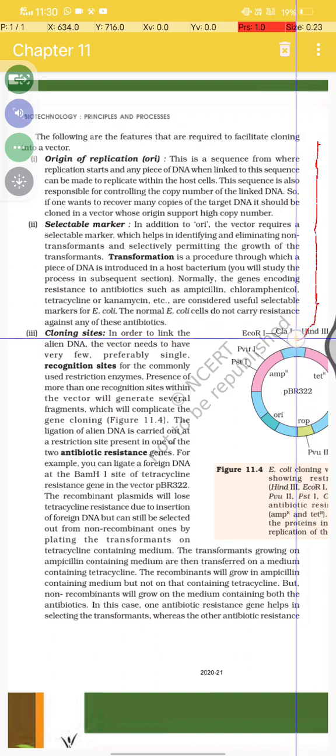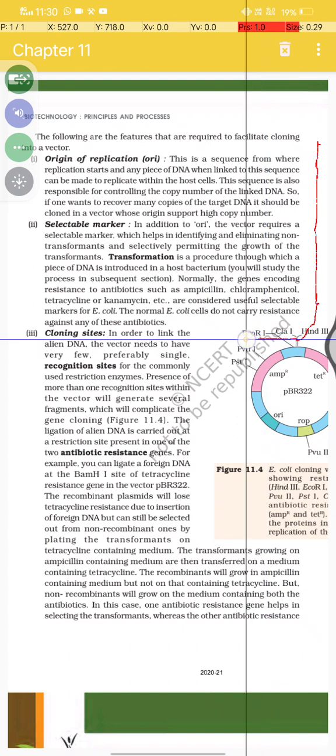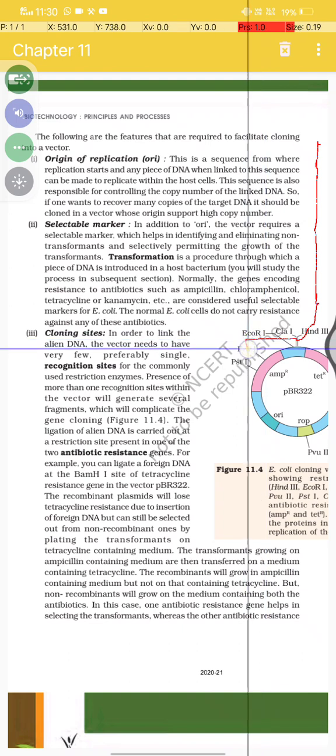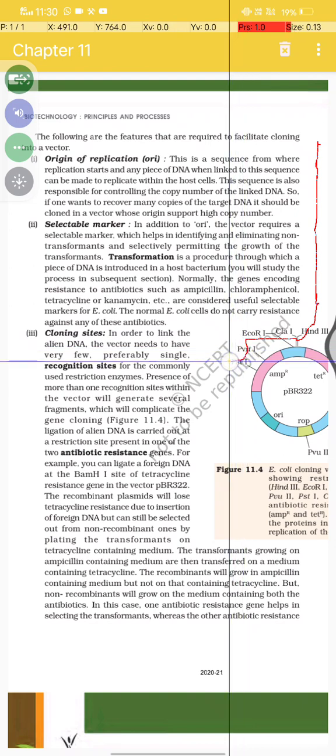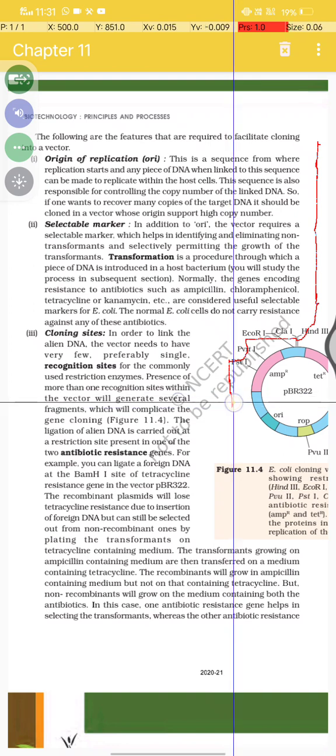Second, cloning sites. In order to link the alien DNA, the vector needs to have a very few, preferably single, recognition sites for the commonly used restriction enzymes. Presence of more than one recognition site within the vector will generate several fragments, which will complicate gene cloning. Figure 11.4.